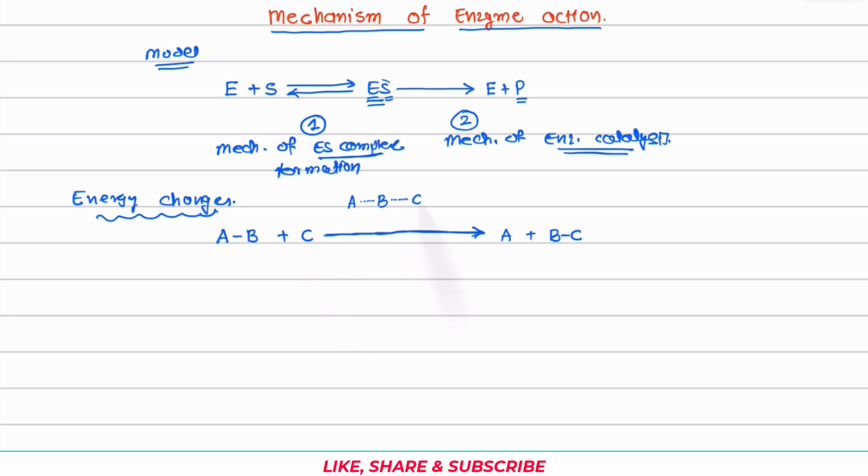So such an intermediate you can imagine. Such intermediates are always formed in any chemical reaction. These intermediates are highly unstable and are called the transition state. Now let's see how in this reaction energy changes occur.